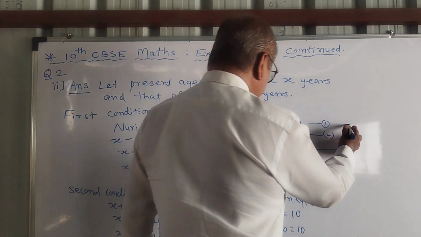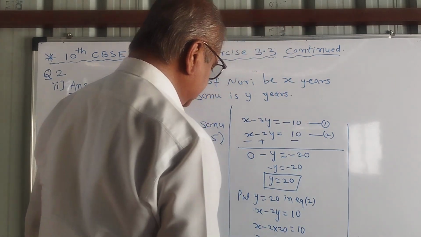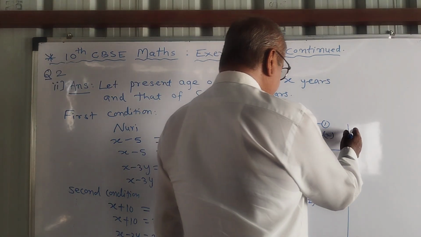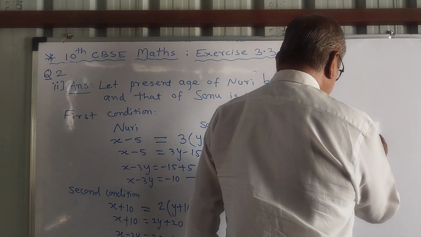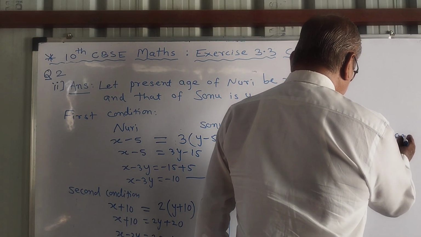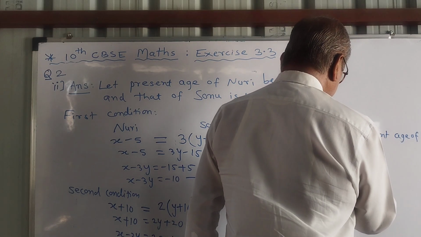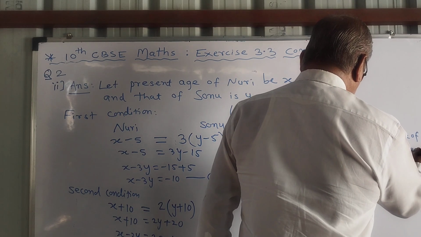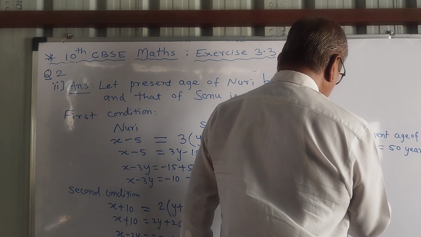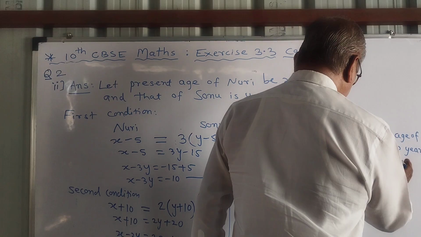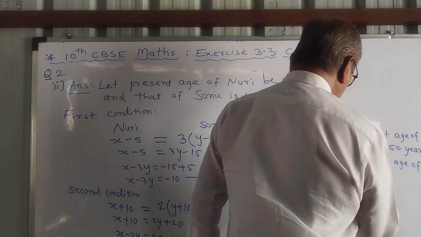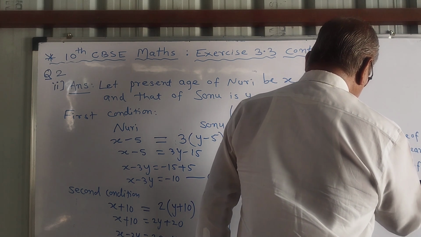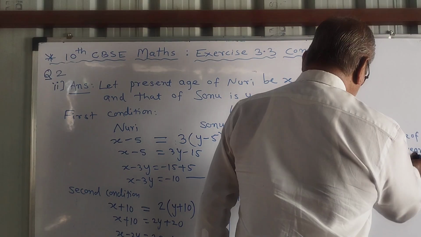Now final answer. What is x? X is age of Nuri, and what is y? Age of Sonu. So therefore present age of Nuri is equals to 50 years. Present age of Sonu is equals to 20 years. So don't forget to highlight the answers.